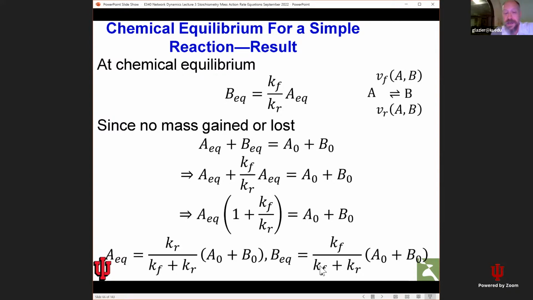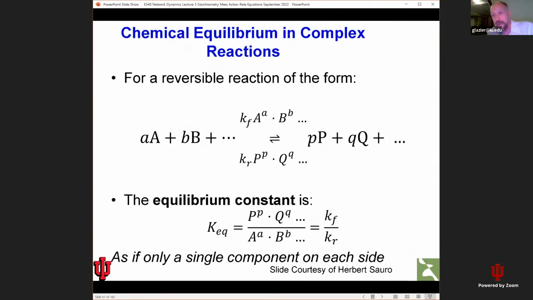B equilibrium is Kf over Kf plus Kr times (A naught plus B naught). Notice if I add A equilibrium plus B equilibrium, I get Kr plus Kf over Kr plus Kf, which is 1, times A naught plus B naught, which simply says A equilibrium plus B equilibrium is equal to A naught plus B naught. So in that very simple case, it's easy.